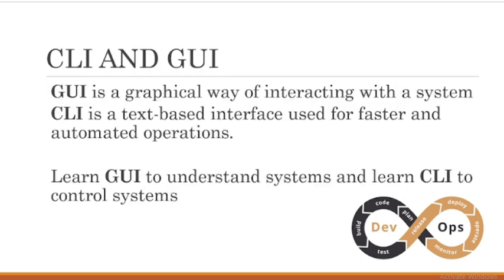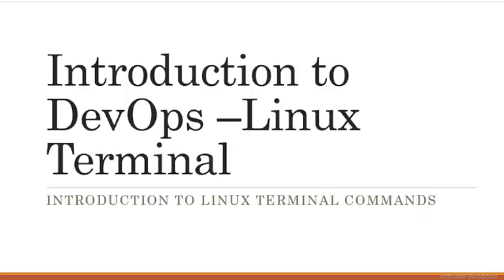A graphical user interface is a graphical way of interacting with a system, while a command line interface is a text-based interface used for faster and automated operations. With the command line interface, you type commands and control the computer.